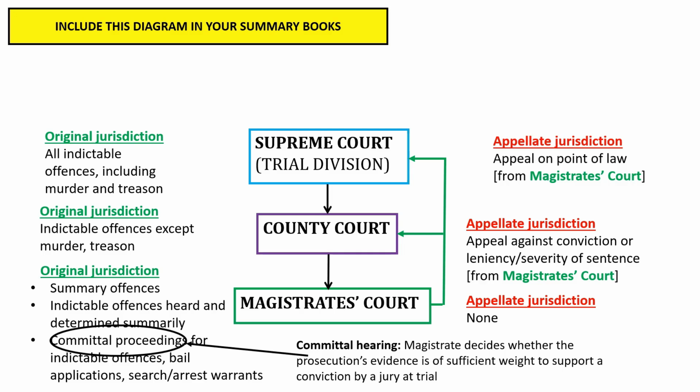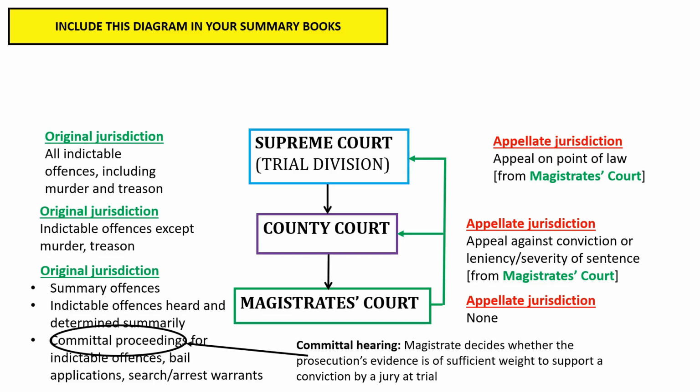The trial division hears appeals from the magistrate's court on points of law. What this means is that either the prosecution or the accused can appeal a decision of the magistrate's court to the trial division on the basis that the magistrate has made an error of law or has misapplied the law.